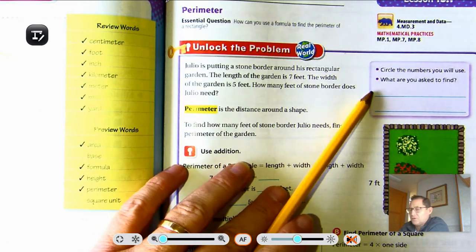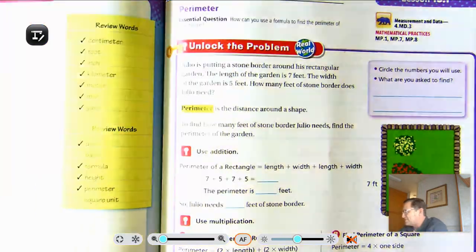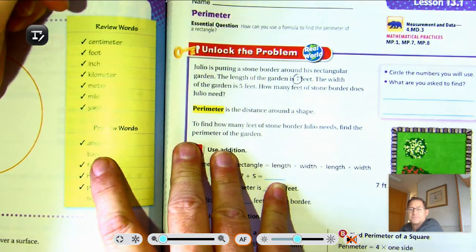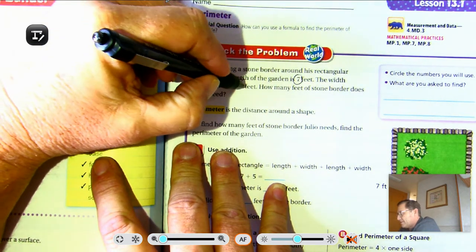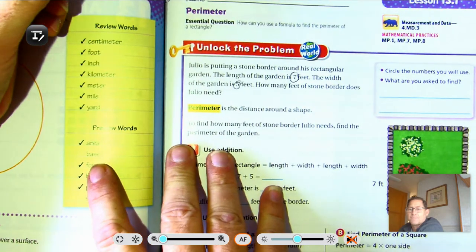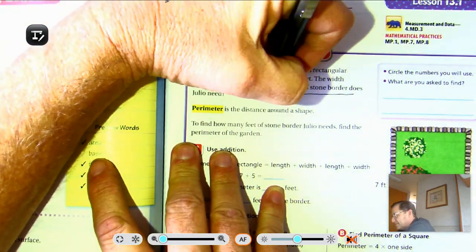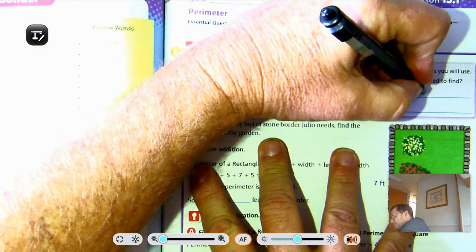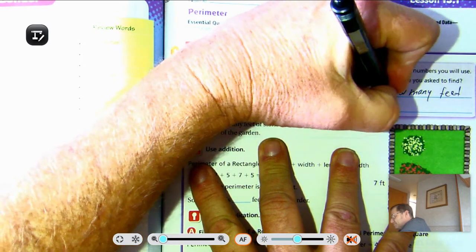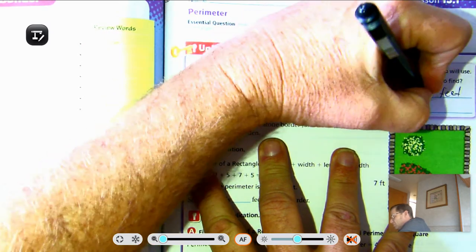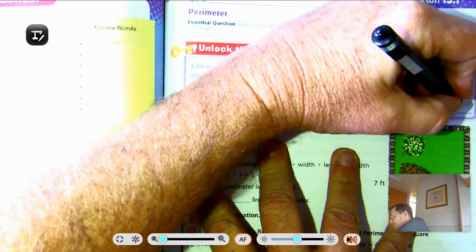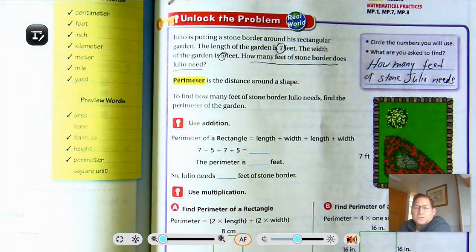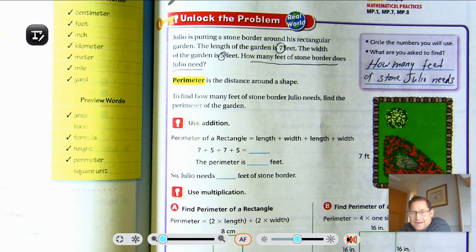And in the purple box, our clue box, it says circle the numbers you will use. Well, we know the length of the garden is 7 feet, and we know the width of the garden is 5 feet. What are we asked to find? How many feet of stone Julio needs? So, to find perimeter, we can add.